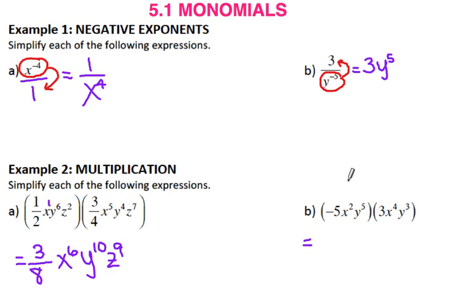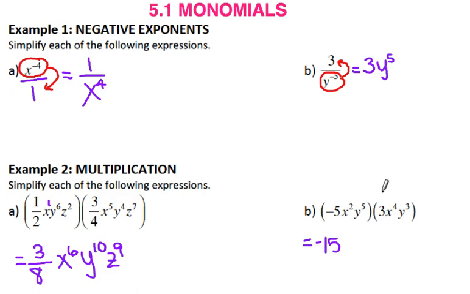For letter B, again, the numbers I'm just going to treat as regular numbers, so I'm just going to multiply the numbers. You do not have to worry about this negative because it is not a negative exponent. So you're just taking negative 5 times positive 3, which is negative 15. What I mean by that is you don't have to move this to the denominator because, again, it's not a negative exponent, it's just a negative number.